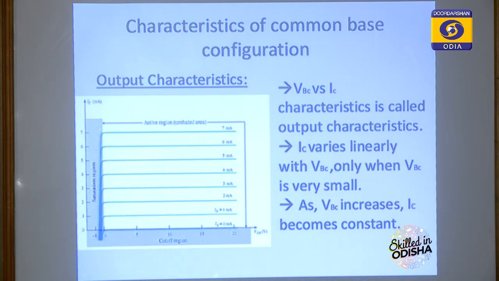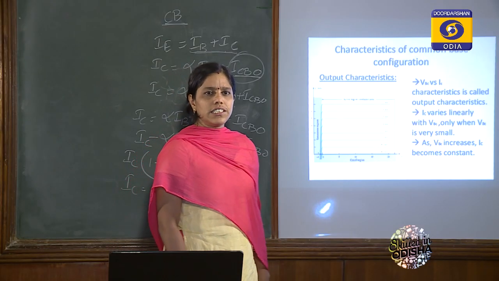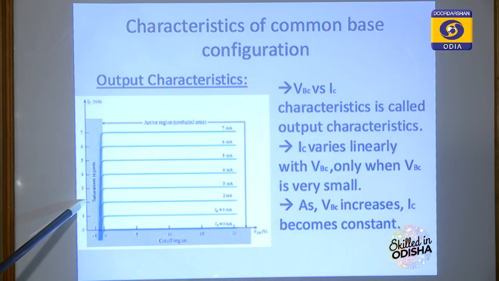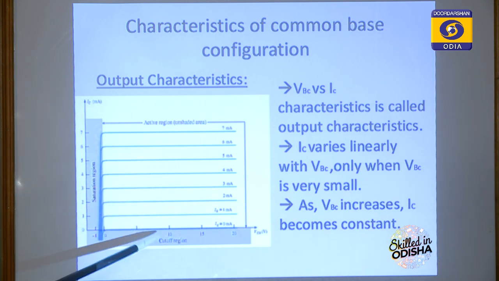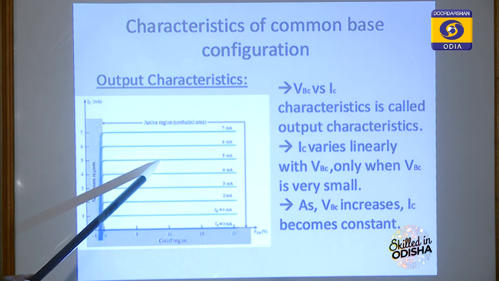The transistor output characteristics are divided into three regions. First is the cutoff region, second is the saturation region, and third is the active region. In the active region our transistor acts as an amplifier, which I will discuss later.